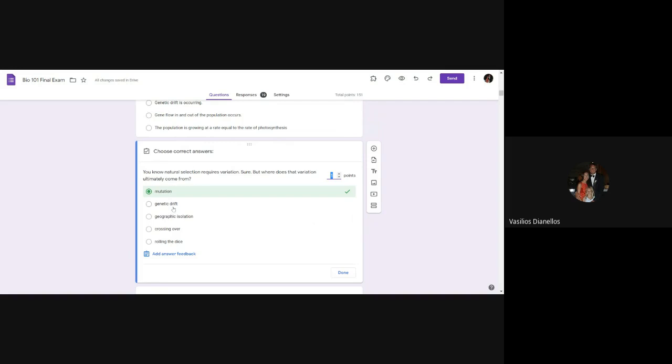So you have the variations and the percentages of those alleles are changing. That's by chance, that's genetic drift. Geographic isolation, that kind of helps or sometimes results in speciation, which I don't have time to talk about again right now, but that's the wrong answer.